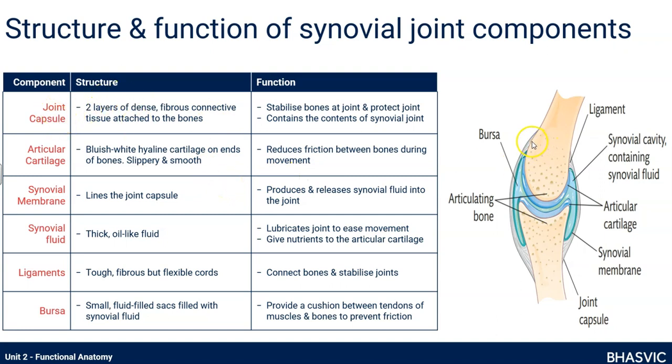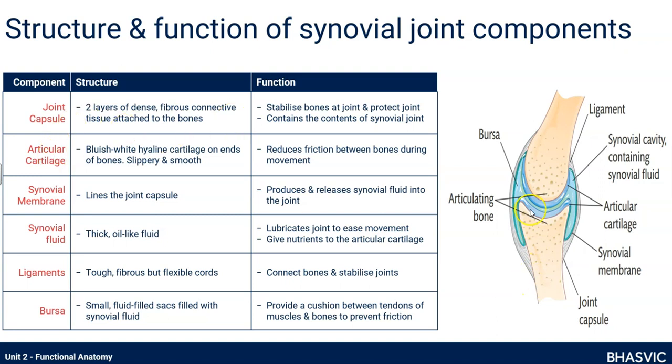So the joint capsule, the outer layer, this sort of greyish outer layer there, is dense connective tissue, so it's fibrous tissue that stabilizes the joint and contains the joint. So all the other bits are within that joint capsule.